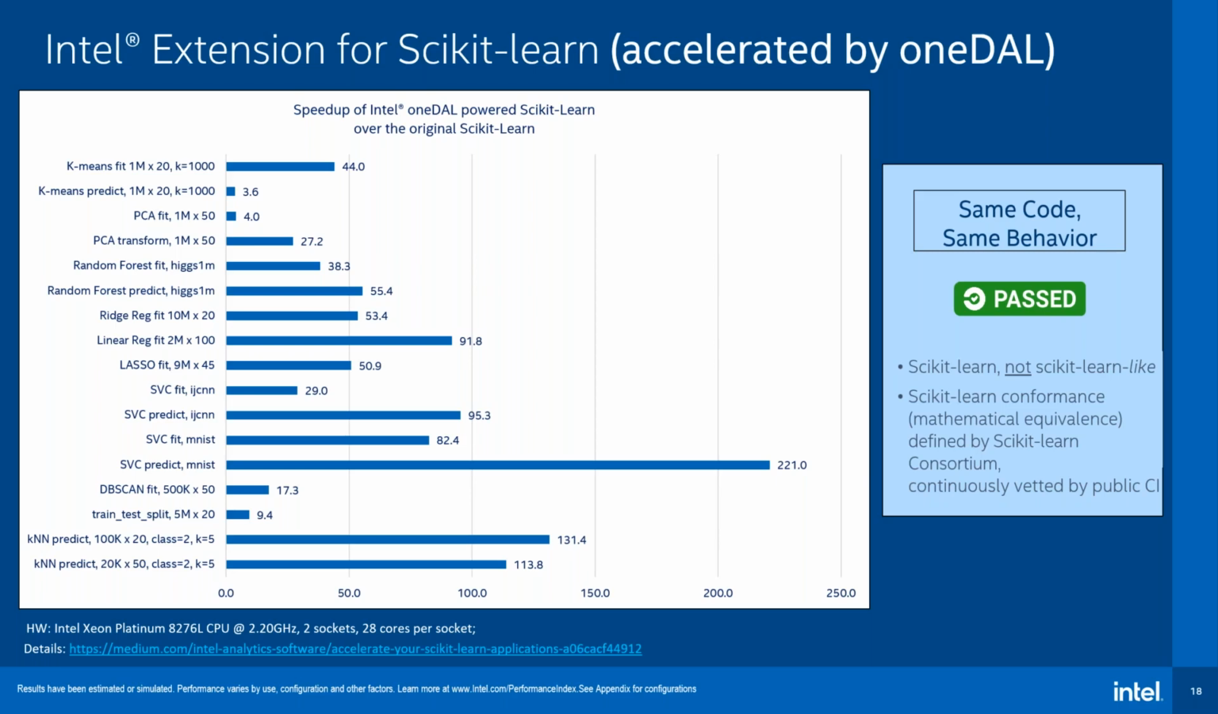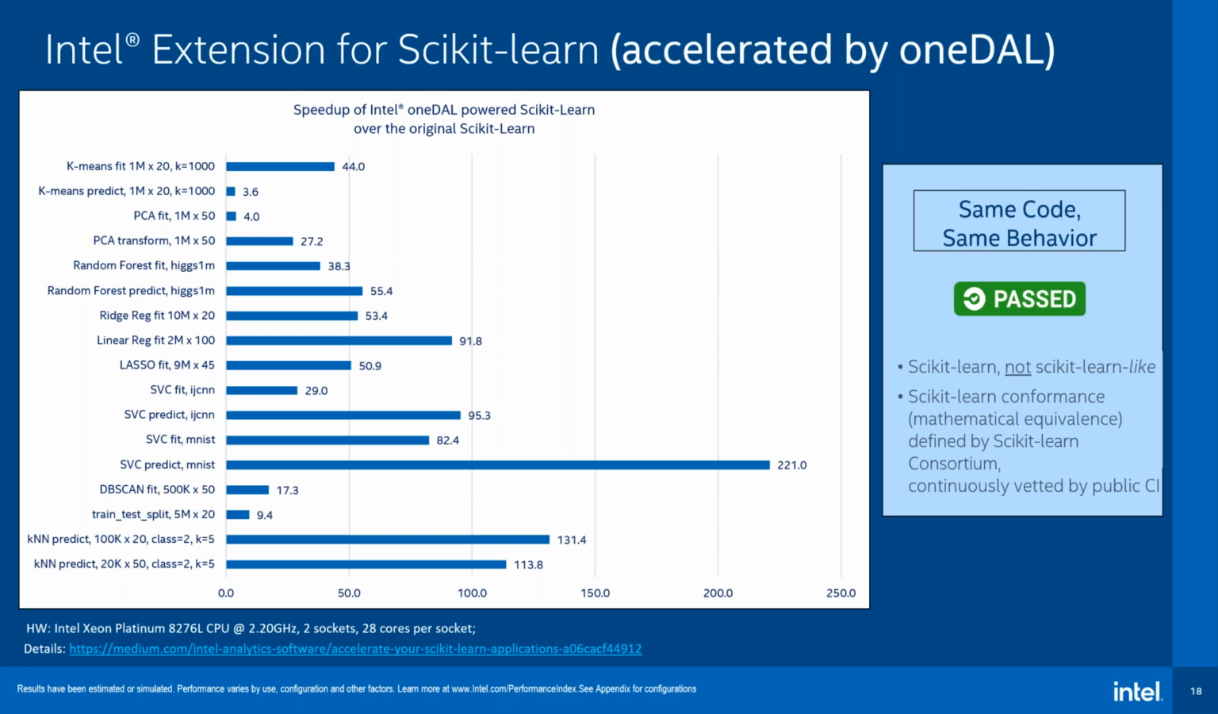And again, I want to bring to your attention that this was on an Intel Xeon Platinum SKU, which is a Cascade Lake part with 28 cores per socket. You will see this kind of scale of improvement on any Xeon, but the most important thing is it's a drop-in replacement, it uses Scikit-learn APIs, and it has the Scikit-learn numerical and mathematical conformance as well.